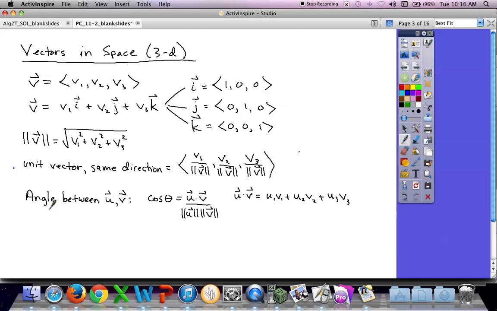We will find the angle in between vectors with the same formula that we use in 2 dimensions, right? Cosine theta is u dot v over the magnitude of u times the magnitude of v. Embedded in that is the dot product, and the dot product is just one more step more complicated because now u dot v is u1 v1 plus u2 v2 plus u3 v3, right? 3 parts to it.